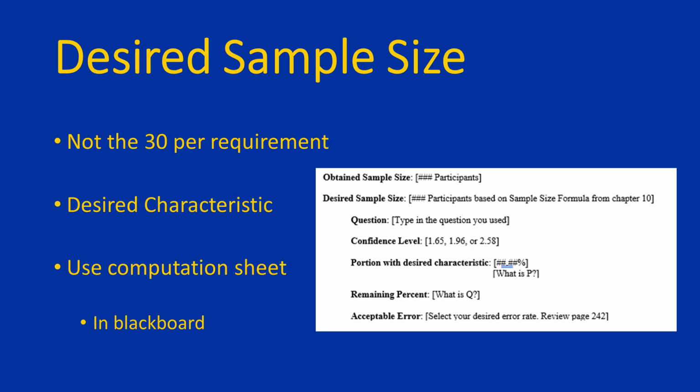The next section starts with the obtained sample size. List the number of people who completed your survey. Next, you will need to compute the desired sample size for your study. This is different from the 30 participant minimum that I require per student in each team.